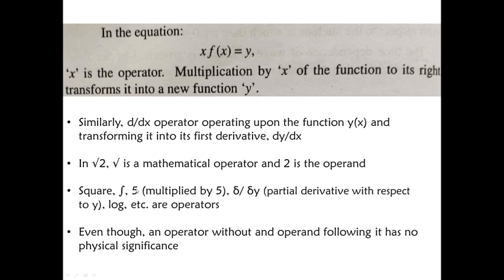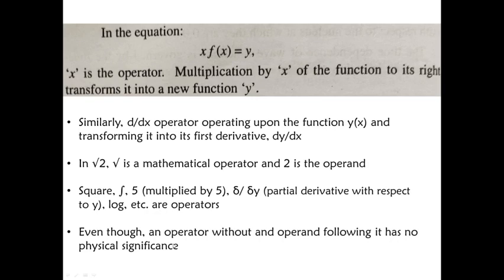Then that 5 can be considered as an operator. Del by del y is a partial derivative, which is also an operator. Log is an operator, etc. These are also operators. So wherever we give a mathematical instruction to carry out a mathematical operation, all those are normally operators. So this should be related to the physical observables.